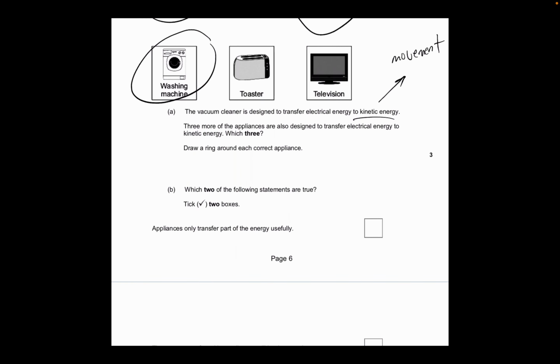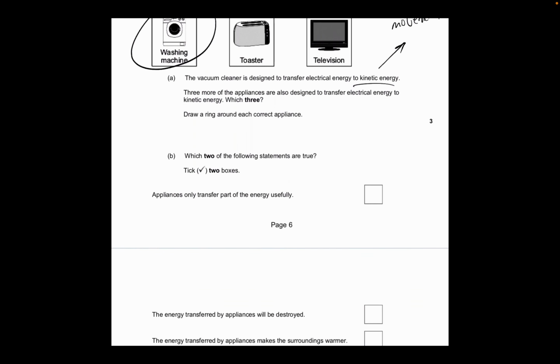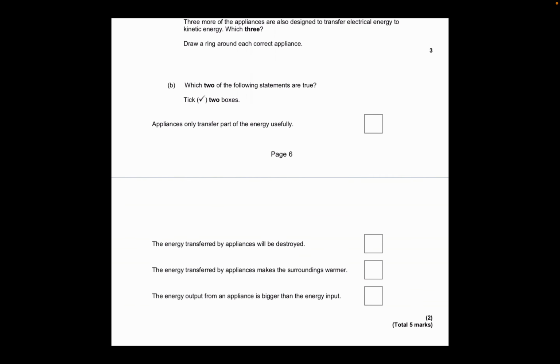Now the next question states, which 2 of the following statements are true? You have to tick 2 boxes. So, appliances only transfer part of the energy usefully. I feel that is true because there is some form of wasted energy for all appliances. You have to remember that no machine is 100% efficient, except for an electric heater, because the heat is usually needed. But in conclusion, no machine is 100% efficient. So we have to move on to the next idea.